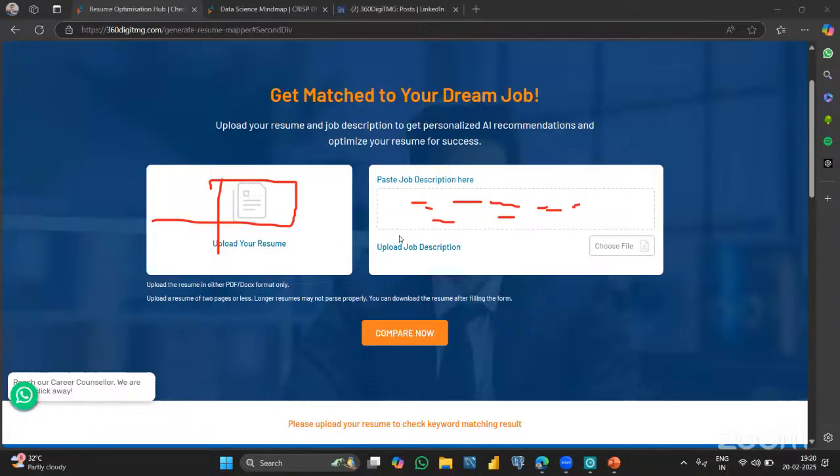This will help you to know, before applying itself, what the chances are that your resume can get selected. You can update your resume, and then you can send it to the recruiter. Then you can apply for the job.